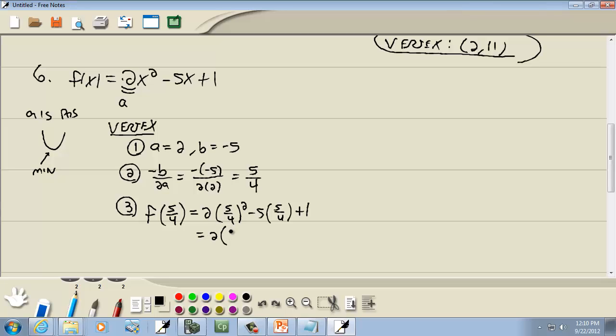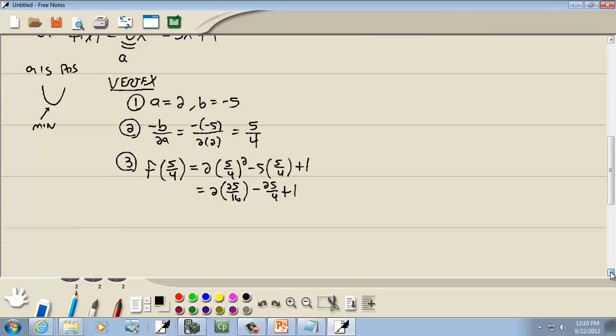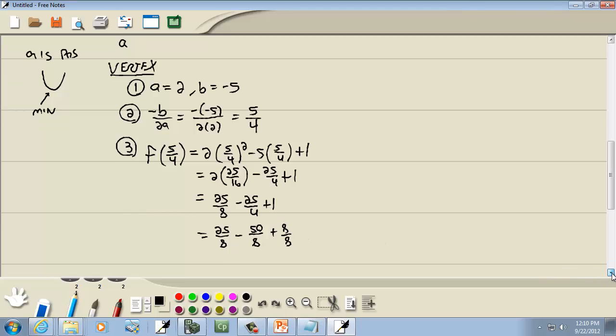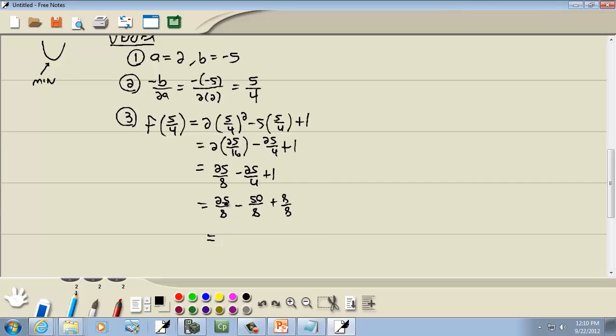Well, 5/4 squared is 25/16, minus 25 over 4 plus 1. The 2 and 16 reduce, and that gives me 25 over 8 minus 25 over 4 plus 1. I'm going to rewrite all of them with the common denominator. So that would be 25 over 8 minus 50 over 8, multiply top and bottom by 2, plus 8 over 8. 25 minus 50 is negative 25.